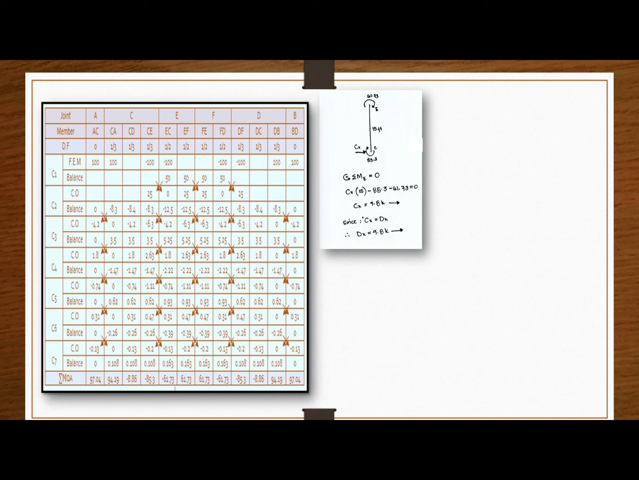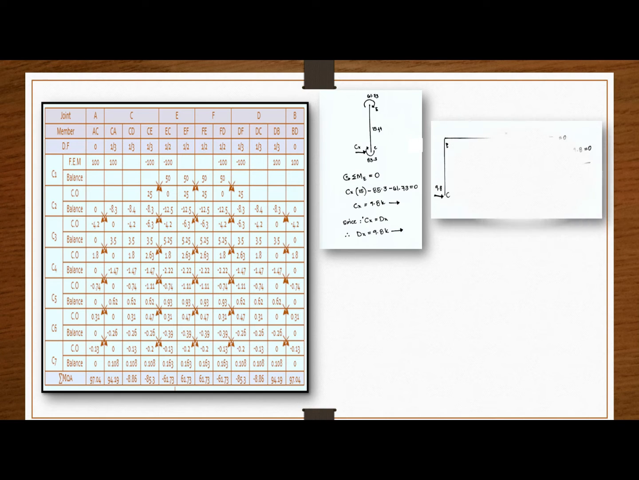Bakit naging equal siya? Because of symmetrical. Symmetrical kasi siya, kaya equals. So, therefore, our DX is 9.8 K to the right, positive. So, same siya sa CX.